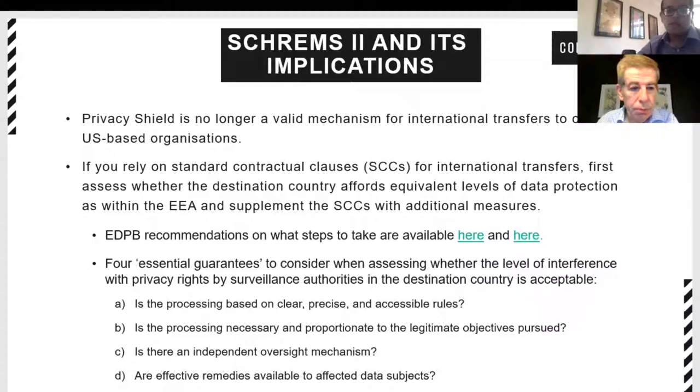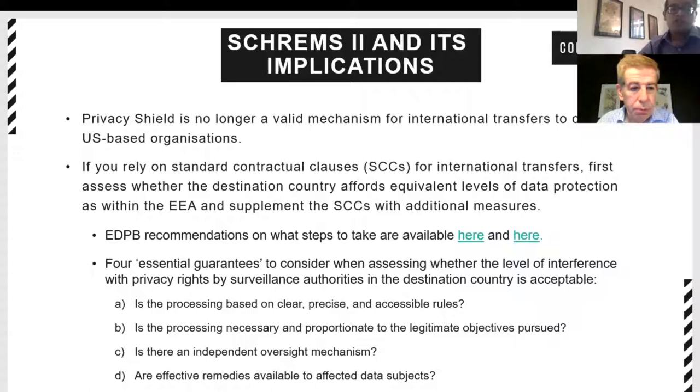Firstly, you need to assess whether the laws and practices in the destination country could undermine the protection the SCCs are supposed to give. So that includes considering whether access to the personal data by government or surveillance authorities in the destination country is likely, and whether, if that is likely, access to the personal data might cause the SCCs to be ineffective. And one of the two pieces of guidance that I've linked to on the slide sets out four criteria against which to assess the surveillance laws of the destination country. And I've summarized those four criteria on the slide for you.